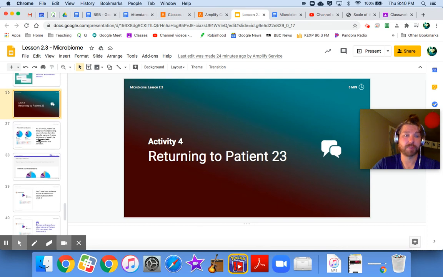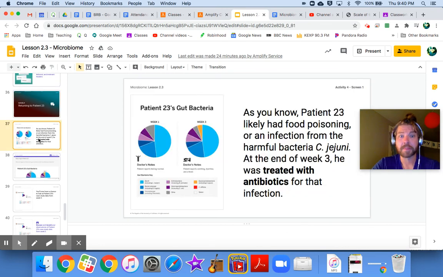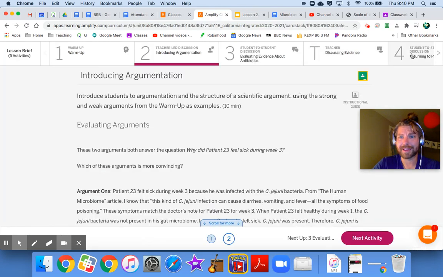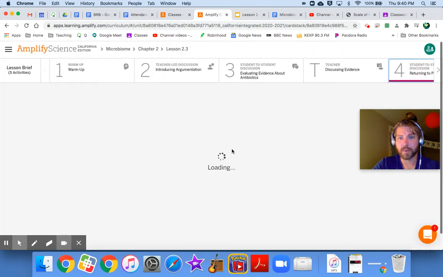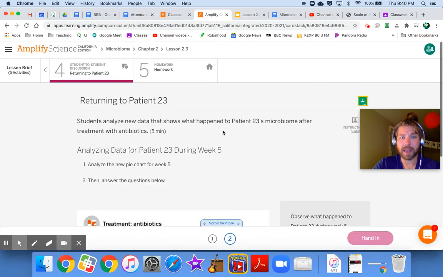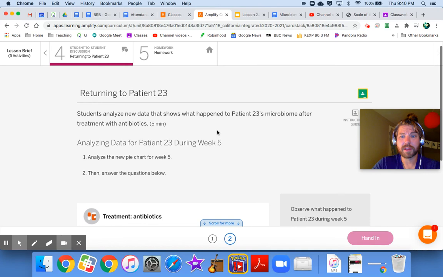Let's return to patient 23. Let's see how this guy's doing. We gave him antibiotics, okay? This is what was going on. We were pretty sure that this C. jejuni bacteria was what was hurting him. So we treated patient 23 with antibiotics. What do you think is going to happen to patient 23's gut microbiome? We are in activity number 4 right now. This is what we saw, and what's going to happen?